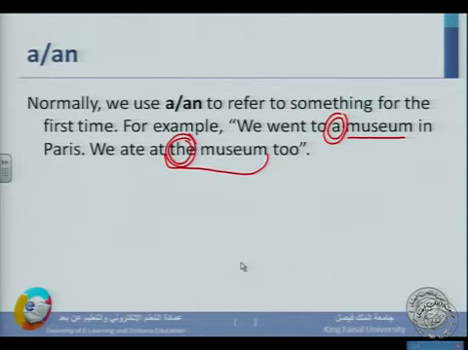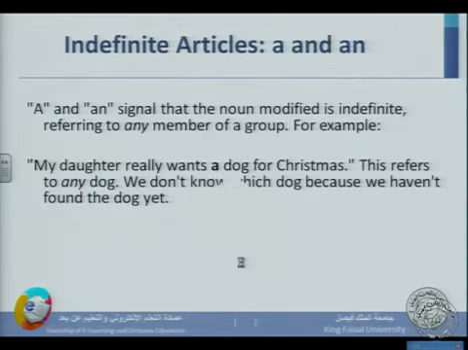So a, an, and the, all of these are articles. They are adjectives modifying the nouns. Okay? A and an signal that the noun modified is indefinite, referring to any member of a group. This is another way to understand it.